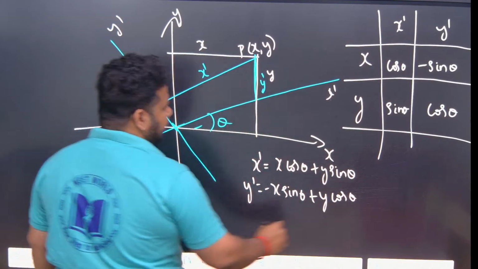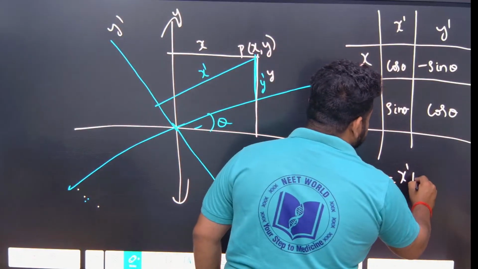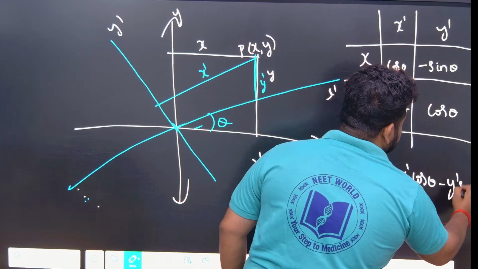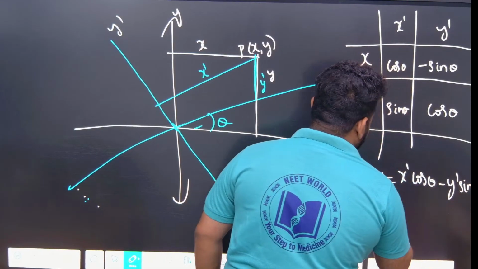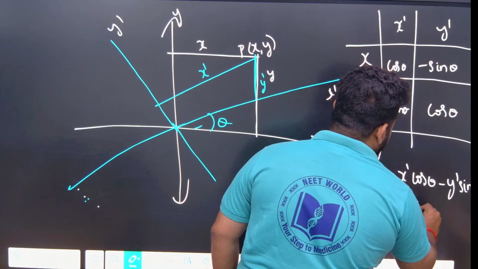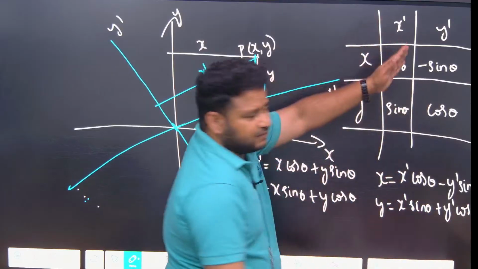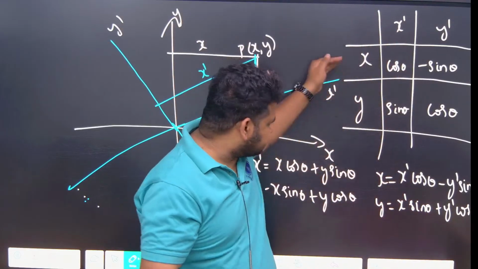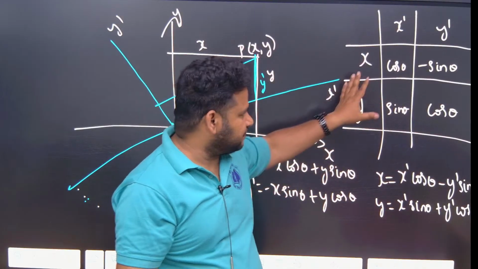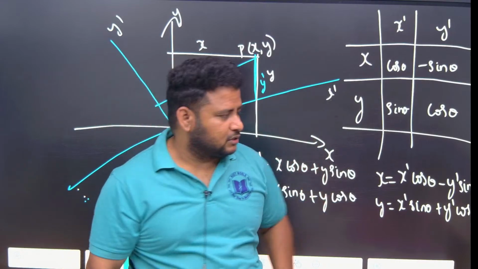Now what about x? If I ask you x, this will be x dash cos theta minus y dash sin theta. Now if I ask about y, this will become x dash sin theta plus y dash cos theta. See, x dash, y dash you are writing vertical, x and y you are writing horizontal. That's all. This is the thing you have to remember. From this table you will be able to write the answer. Got it?